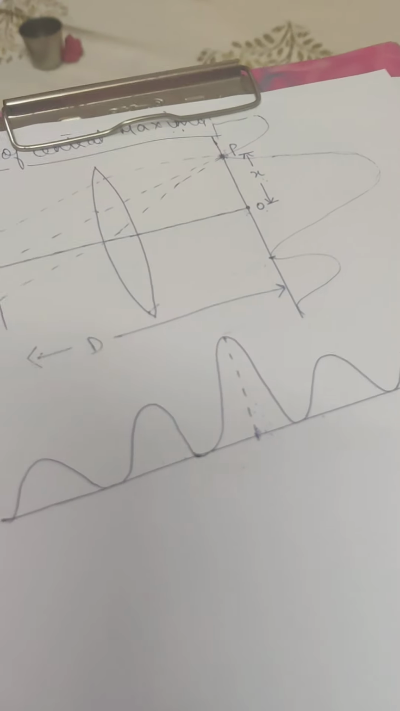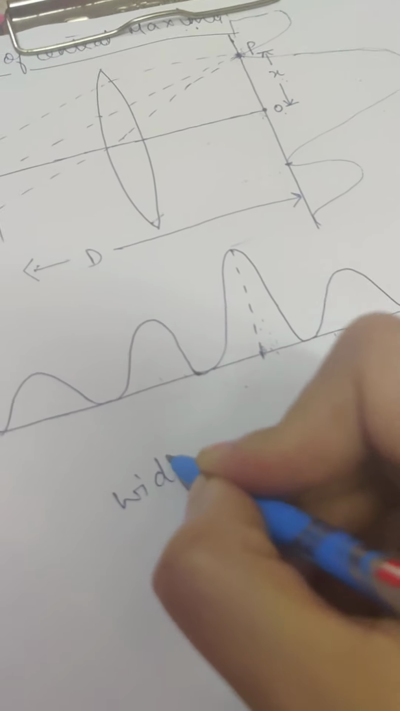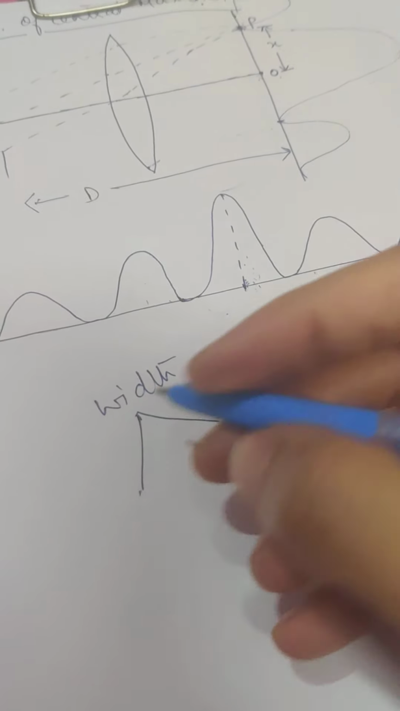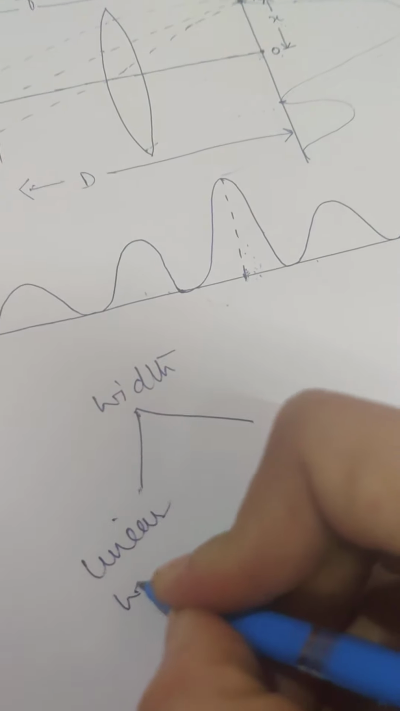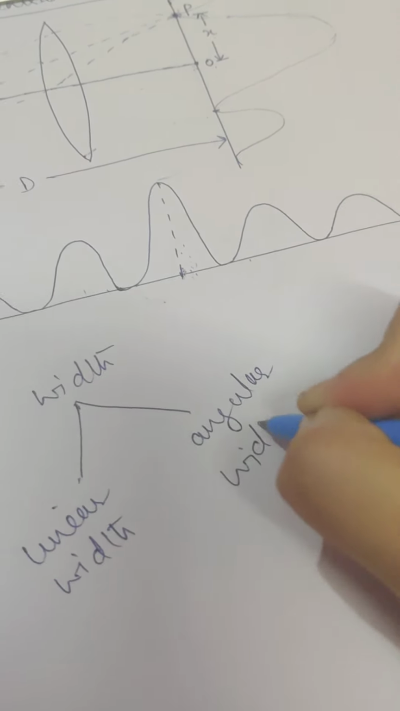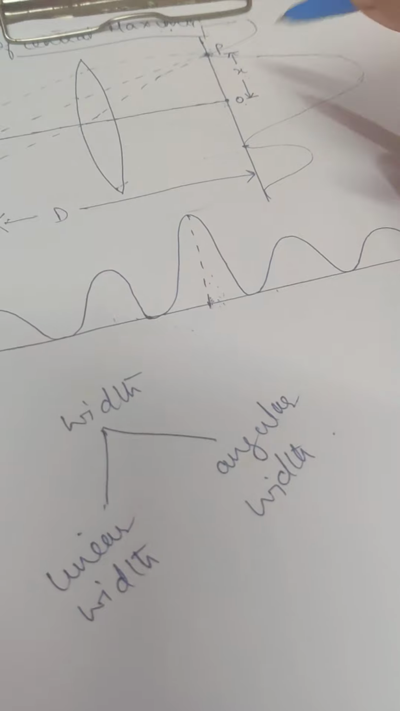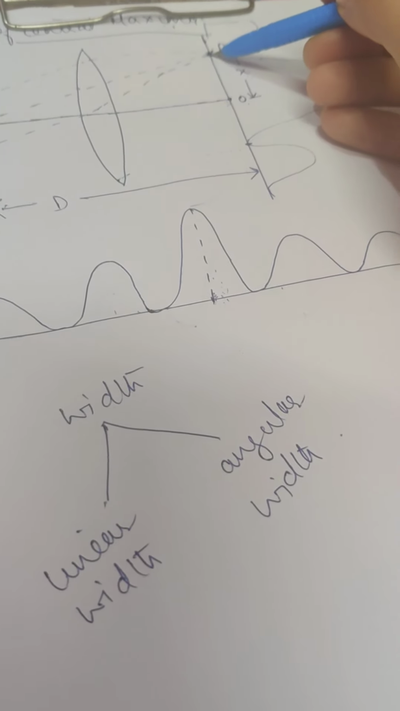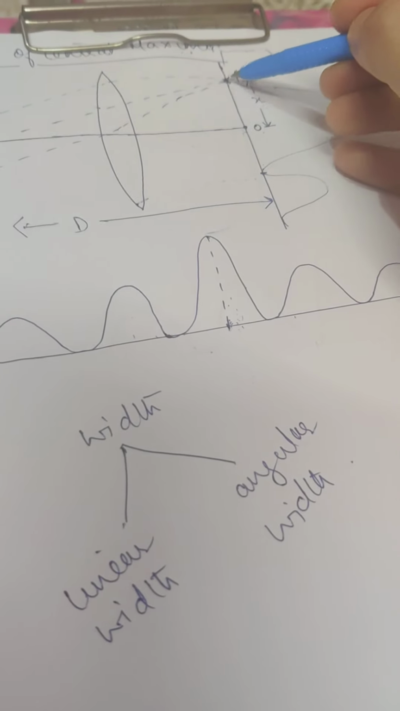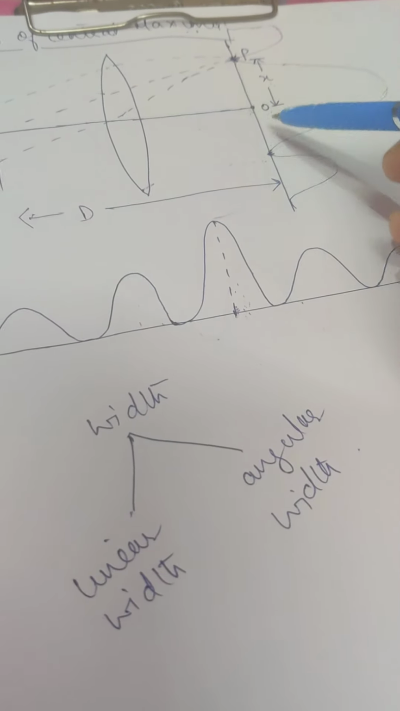Okay beta, now as we'll calculate the width, width is of two types. One is linear width and the second one is angular width. Linear is a line, so linear width is basically the distance between these secondary minima on both sides of the central maxima.